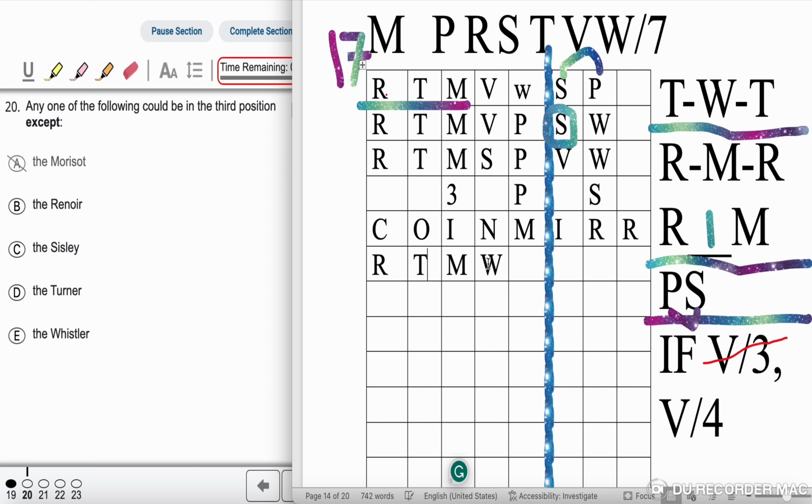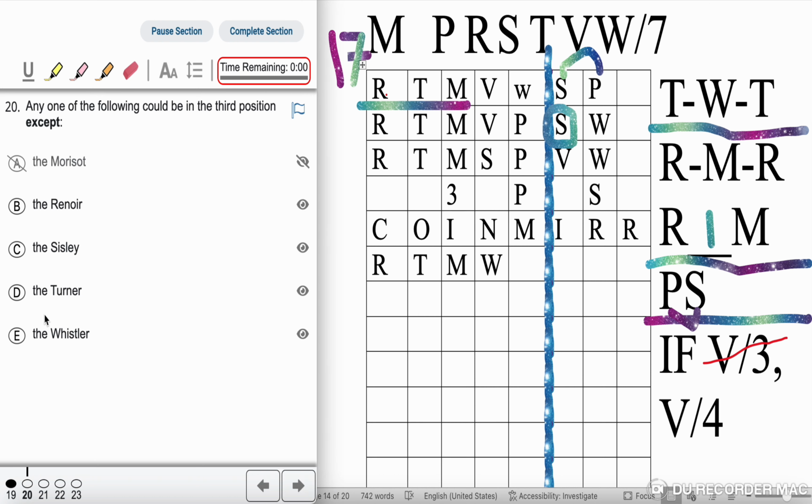And then that 4th spot could be W. The reason W can't be in the 3rd spot is that there has to be 1 spot, and also W can't be before T. That forces W not to be in the 3rd, number 3. So let's go ahead and choose W.